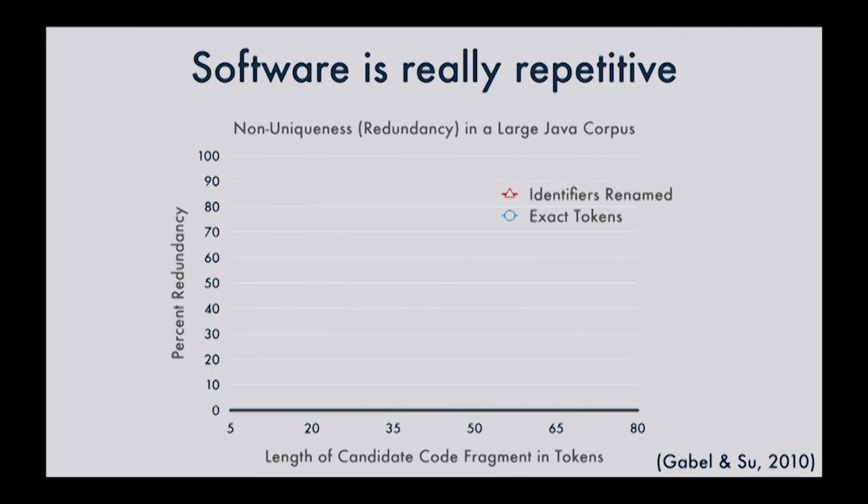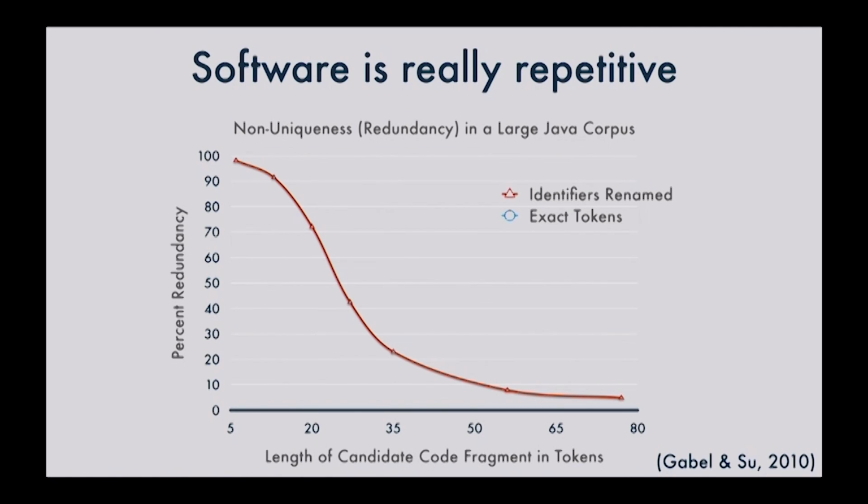So this is another early result from Gabel and Su from 2010. They were showing, using some experiments on open source software, just how repetitive source code is. I'm showing here on the x-axis the length of code fragments, the number of consecutive tokens in code fragments pulled from open source software. And on the y-axis, I'm showing you what fraction of those occur elsewhere in this corpus. You can see that even up to 20 consecutive tokens, which is arguably a long sequence of code, over 70% of these code fragments occur somewhere else, have been seen before.